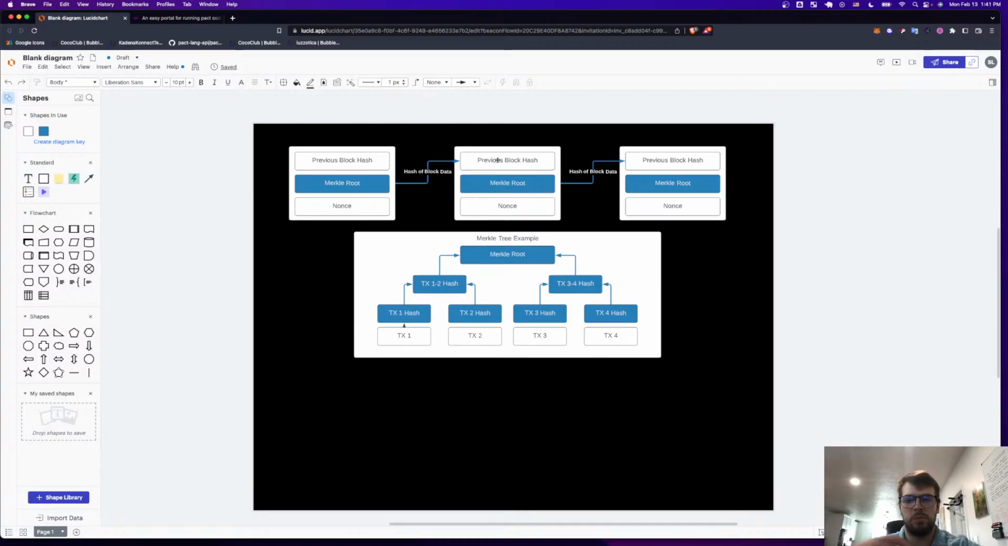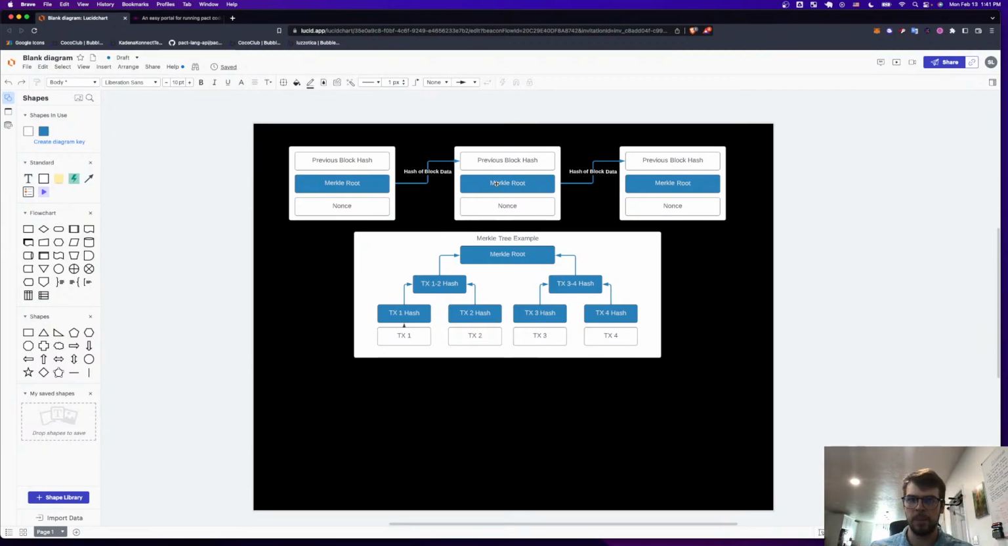The previous block hash should be pretty self-explanatory. In Bitcoin, it's the SHA-256 hash of the previous block. The Merkle root is a hash of the information or the transactions that took place during that block. And then the third thing is the nonce, and this is where your cryptographic proof of work comes into play.